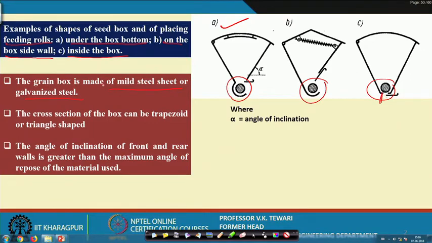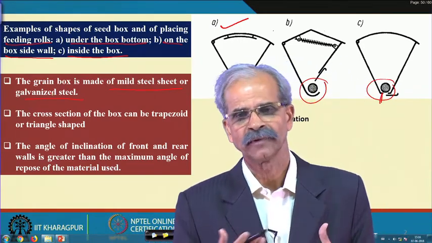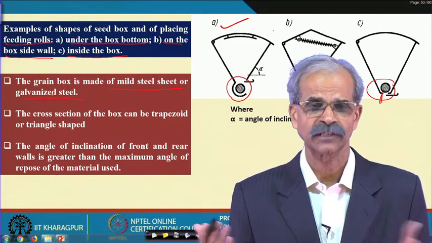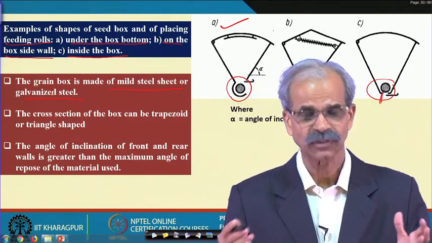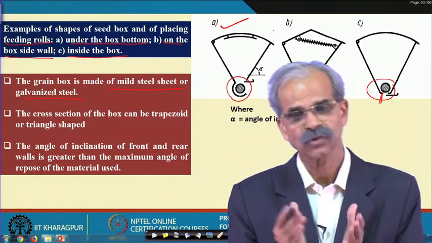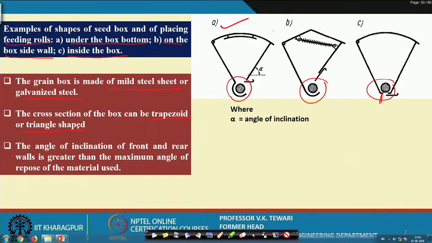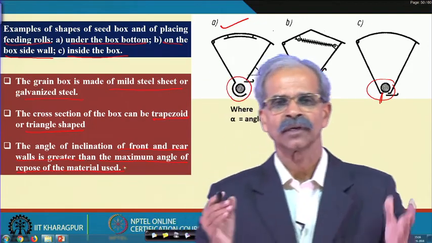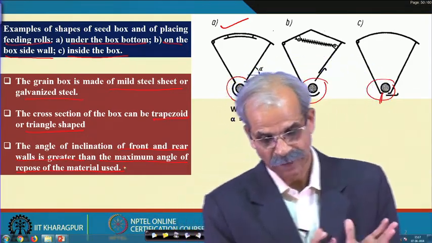Now, the grain box is made of mild steel sheet or galvanized steel. This is the material of construction and it depends on what you want to do. It will vary with the sophistication level you want, or if you want a lighter one, then accordingly you have to go to plastics and various other aspects of the selection of the material of the hopper. The cross section, as I said, will have a greater bearing on the angle of repose. Most of the hoppers have these 2 types, the trapezoidal shape or the triangular shape. The angle of inclination from the front and rear walls is greater than the maximum angle of repose of the material used. Yes, this we need to have so that there is proper flowability of the material, which is more important, and that is why we have a greater angle in this case.